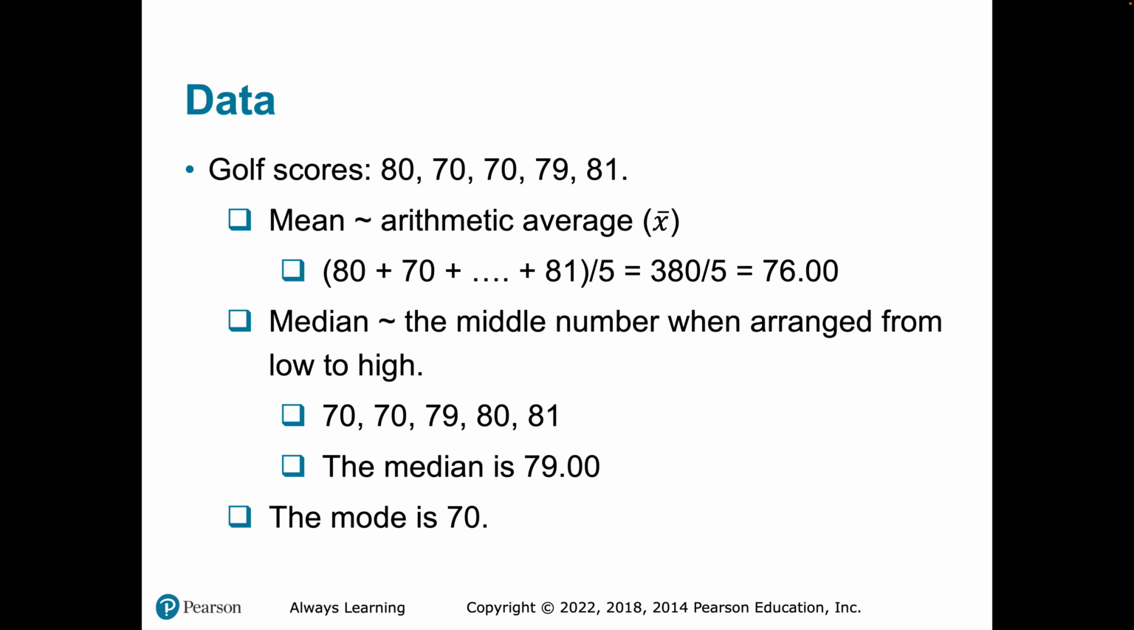Now, we don't spend a lot of time calculating these by hand, taking a large data set, arranging them from low to high, and counting in to see which one number is in the middle. We have technology, namely StatCrunch, which I'll introduce pretty soon, that takes care of these calculations for us. The mode is the one that occurs the most. The only score that repeats is 70, so the mode would be 70.